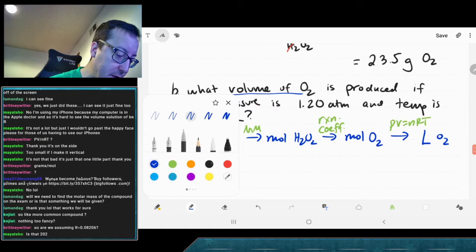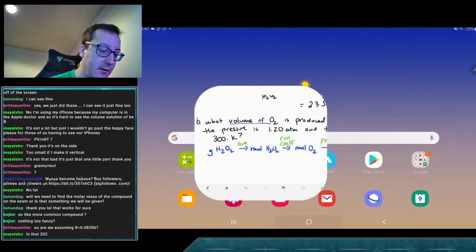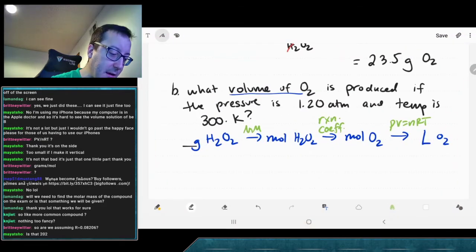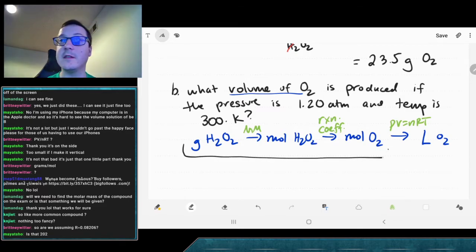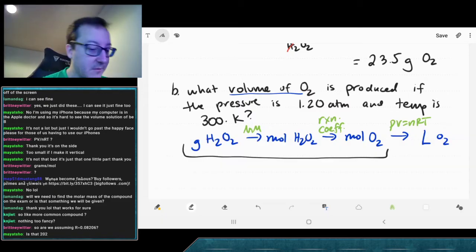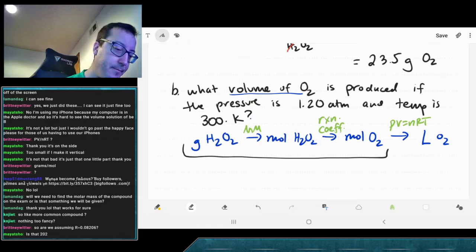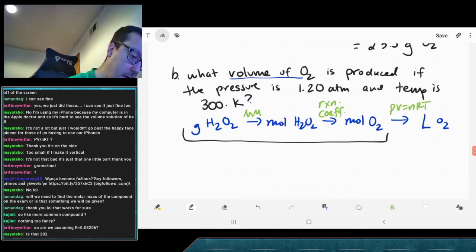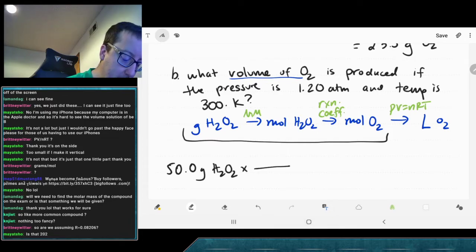So this first part is all identical to last time. All this stuff that's underlined here is exactly the same. We're just now taking our quantity and, instead of mass, we're going to go into liters instead. Why not? We can do all sorts of crazy stuff. So we started with 50 grams of hydrogen peroxide. What was it, 34.02 grams for 1 mole?